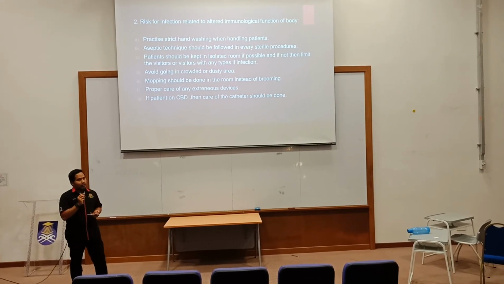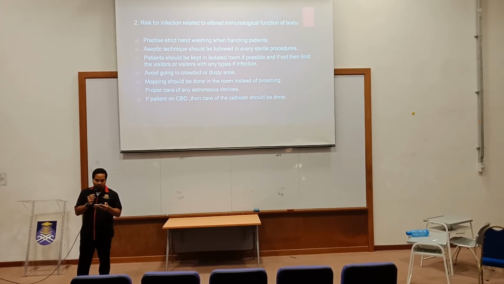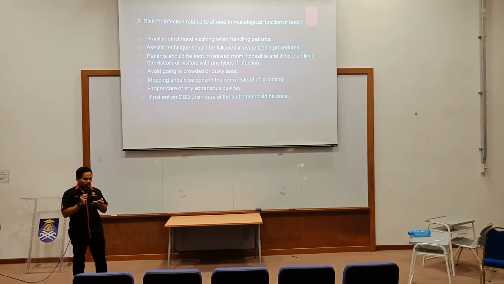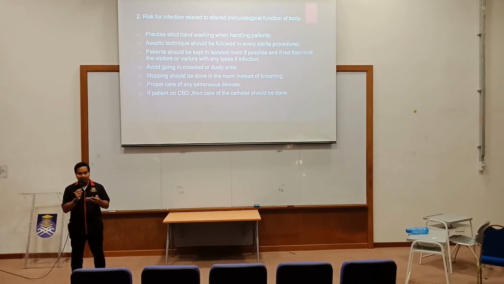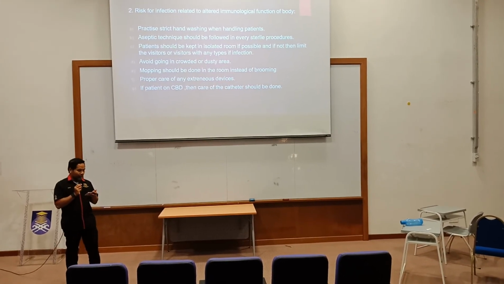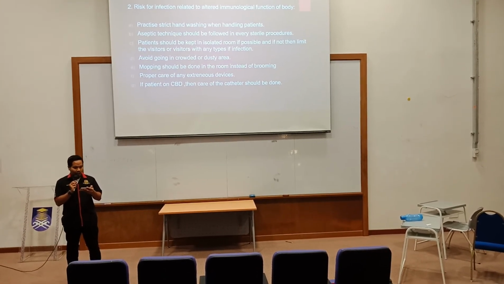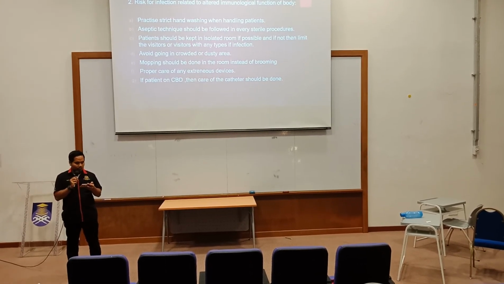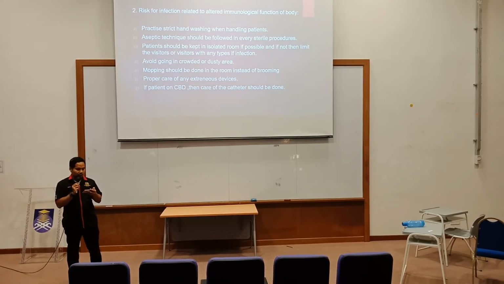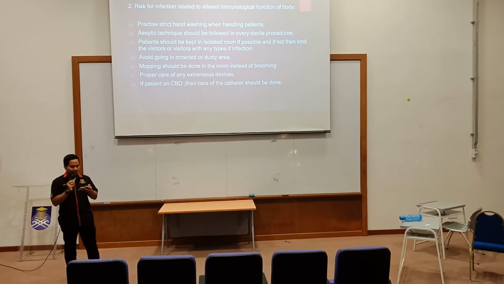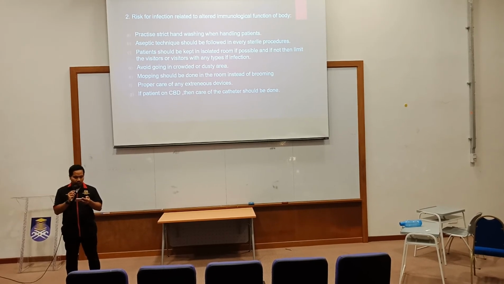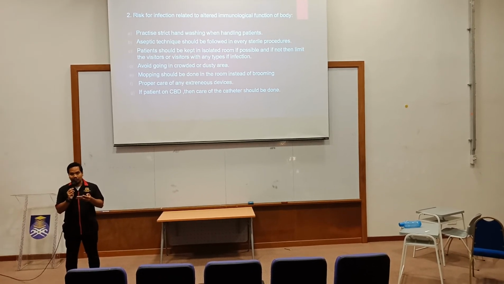And we continue with nursing management number two, risk for infection related to altered immunological function of the body. A. Practice strict hand washing when handling the patient. We're talking about the 5 moments of hand hygiene. B. Aseptic technique should be followed in every procedure. C. Patient should be kept in an isolated room if possible, and if not, then limit visitors with any type of infection. And we're talking about reverse isolation. And D. Avoid going to crowded or dusty areas.